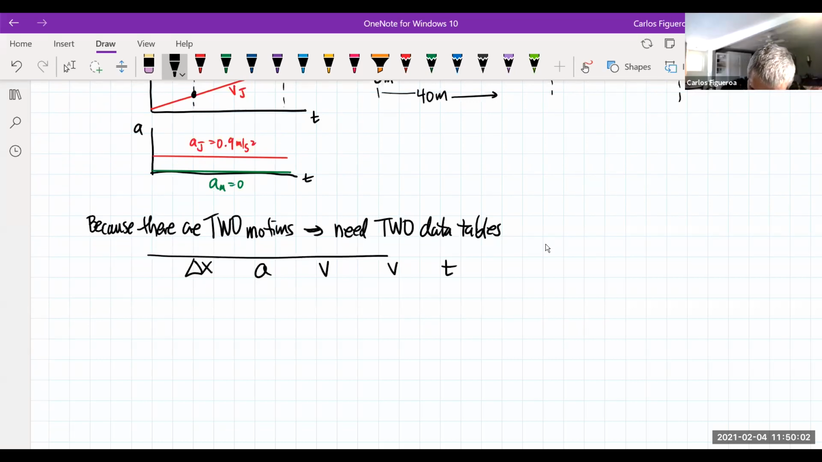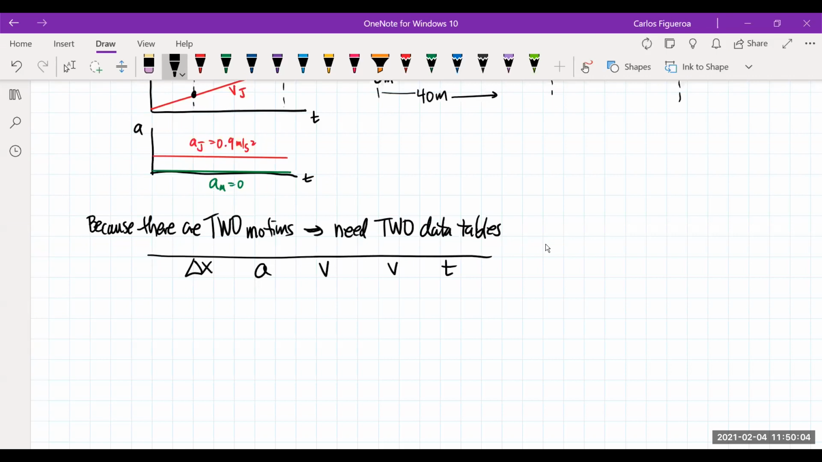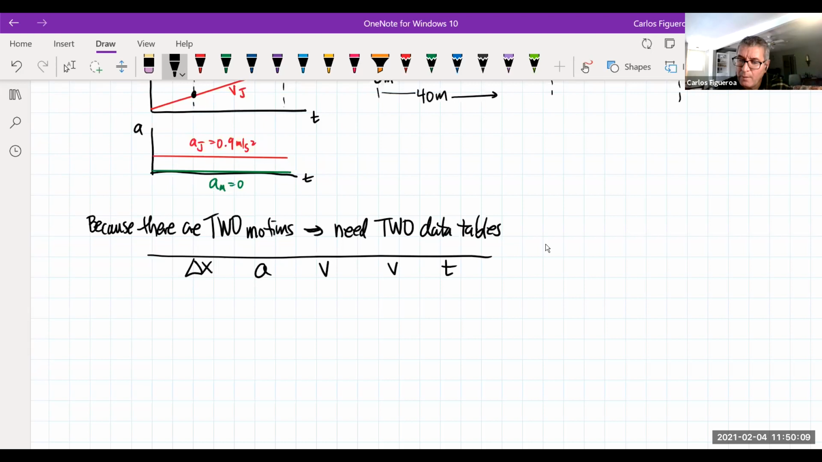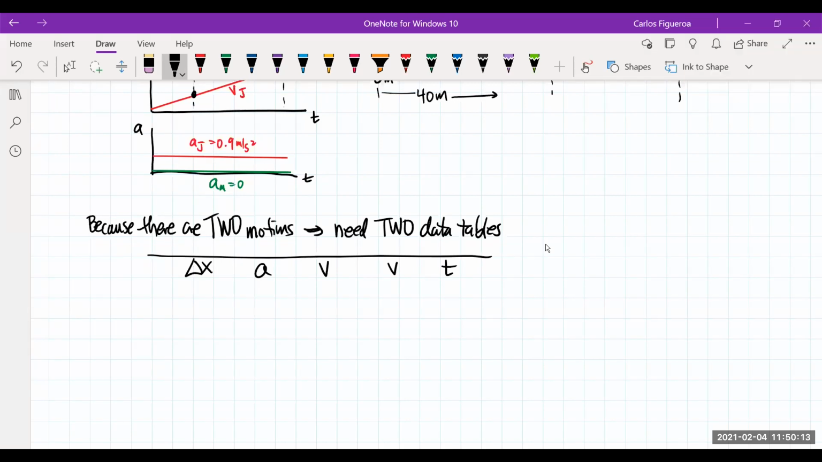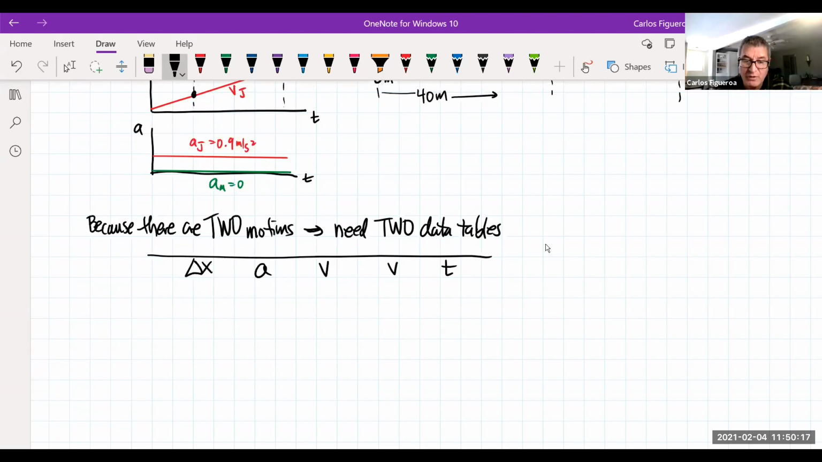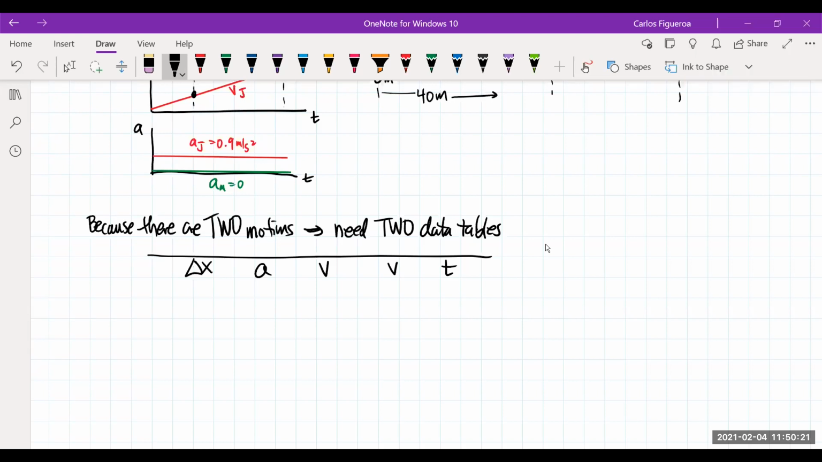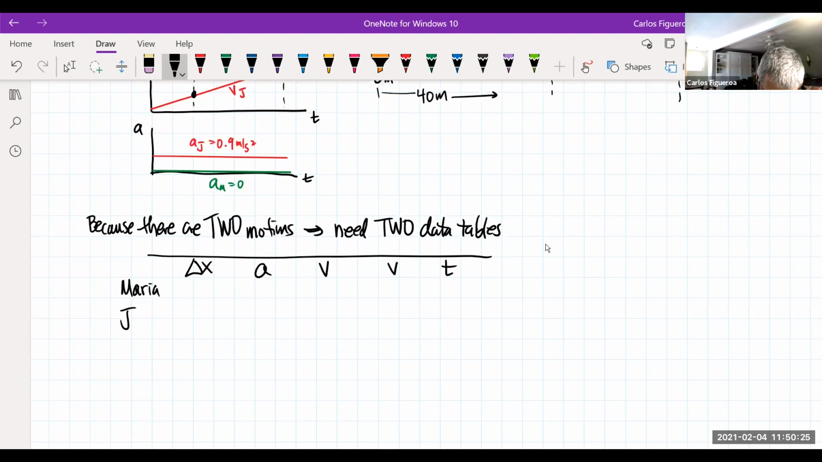What do you mean by there are two motions? Do you mean there's two intervals, or what do you mean by two motions? Well, there's one for Maria and one for Juan. So for each interval, I have to set up those intervals. So in this case, I'm going to call this Maria, and I'm going to call this Juan.